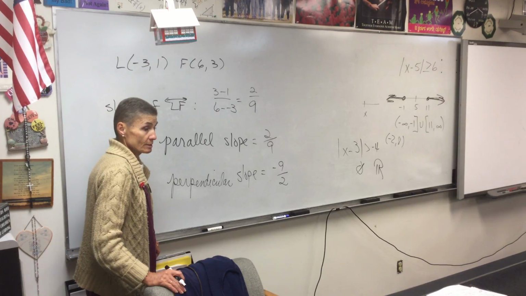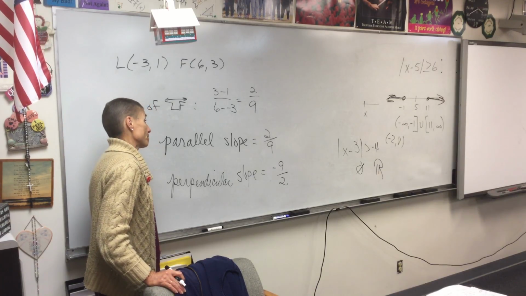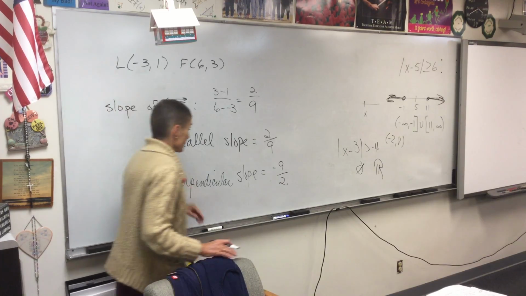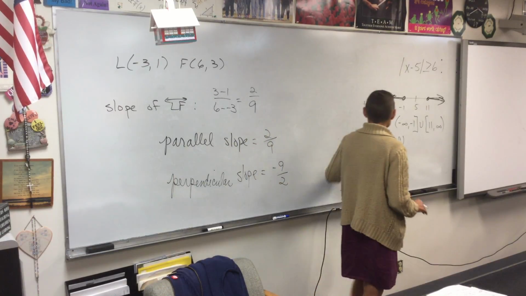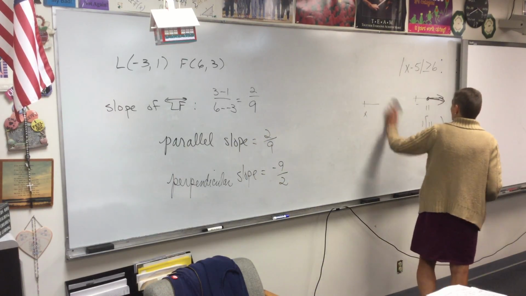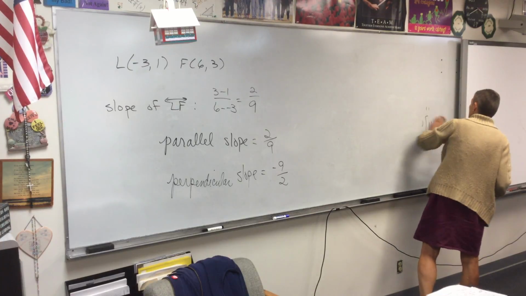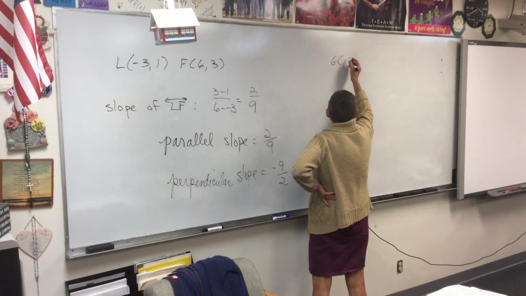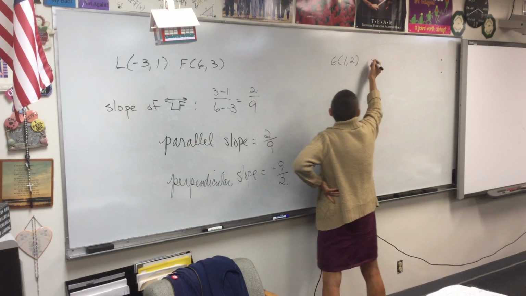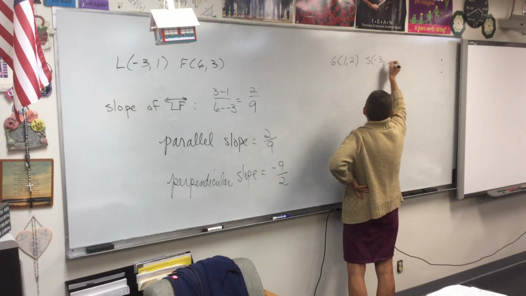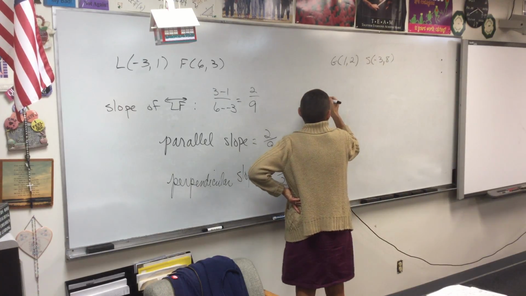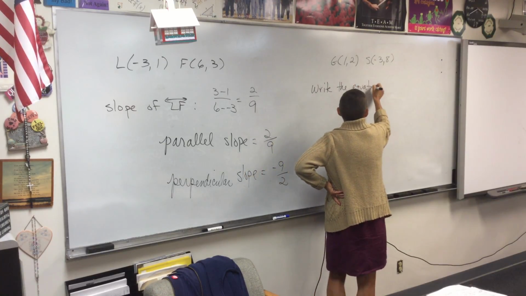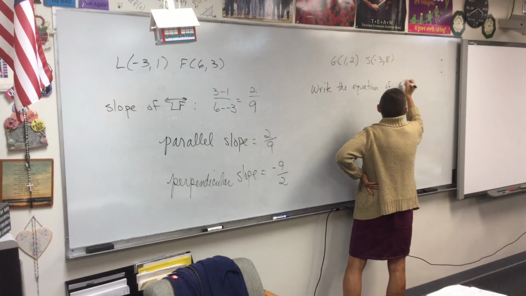Opposite reciprocals. All right. I don't want to bore you out of your minds. Everybody okay with slope? Everybody know how to find slope? The next step in the process then is to write the equation. So we'll use point G for Griffin and point S for Spurgeon. And we are going to write the actual equation of line GS.